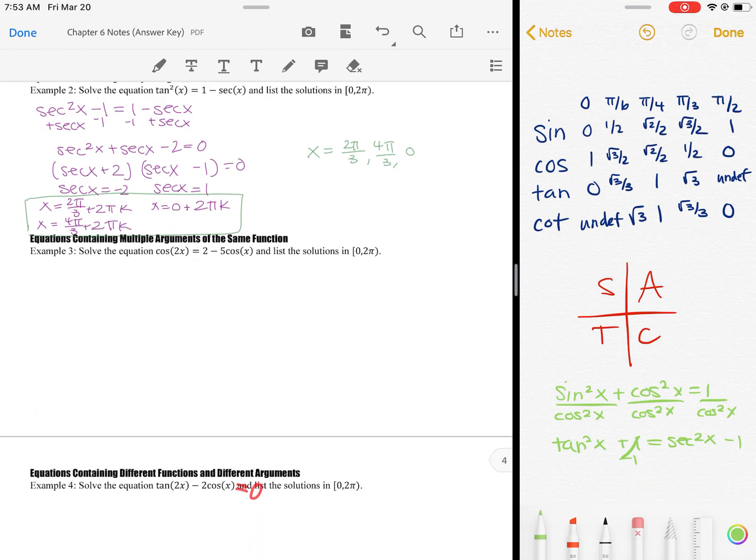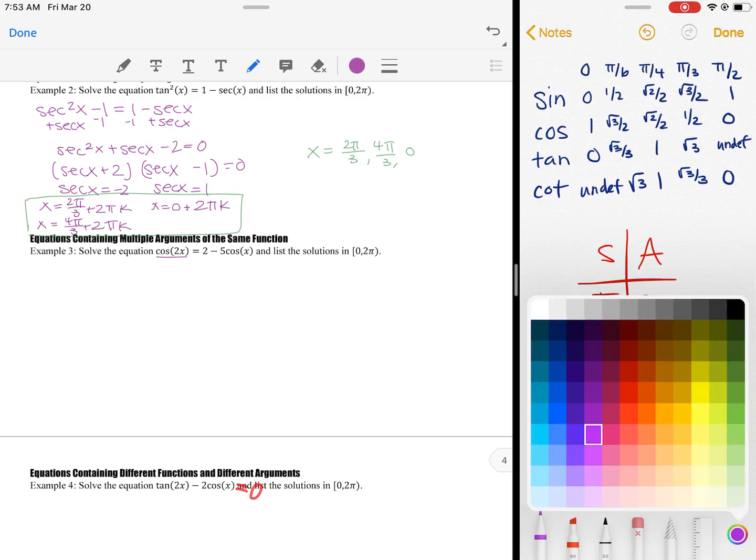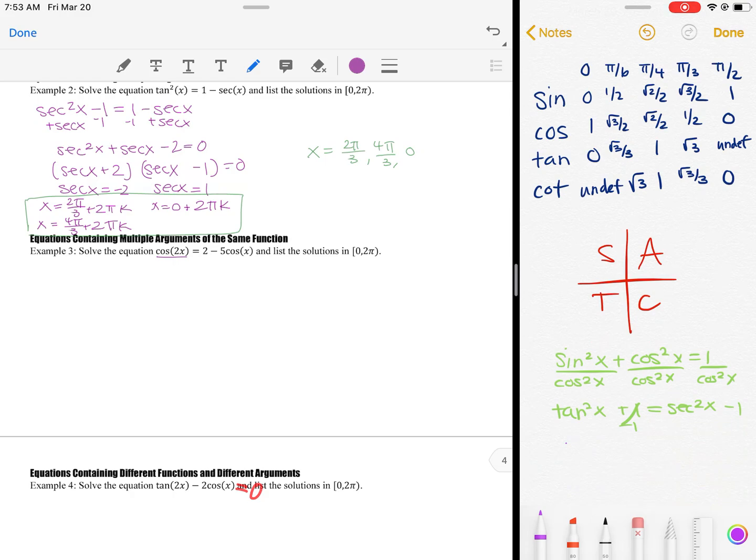Okay, let's look at the next one. This one, you have multiple arguments, but at the same function. So notice we have all cosine, but I've got like a cosine of 2x, and I also have 5 cosine of x. I would think about rewriting this cosine of 2x some other way that we know it. So over here, let's use the purple. I could think about, hey, cosine of 2x equals cosine squared of x minus sine squared of x.